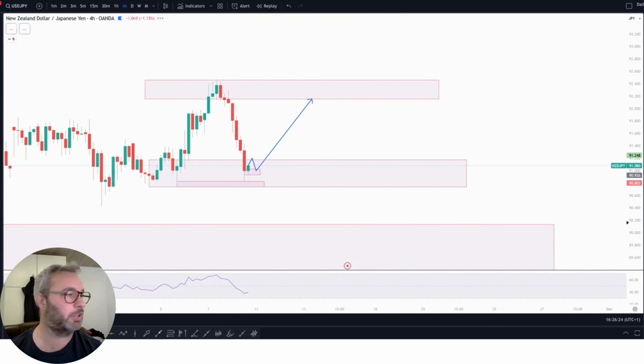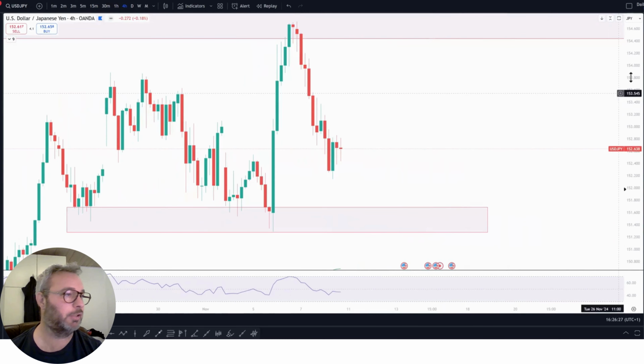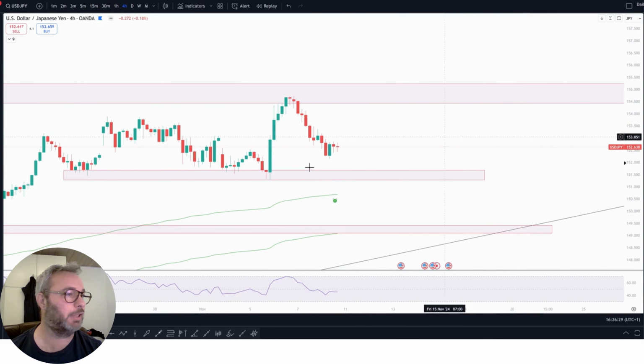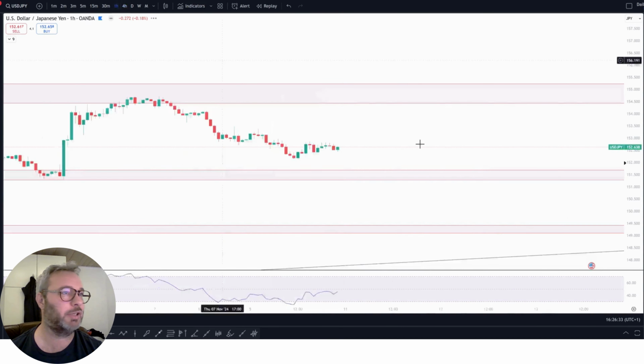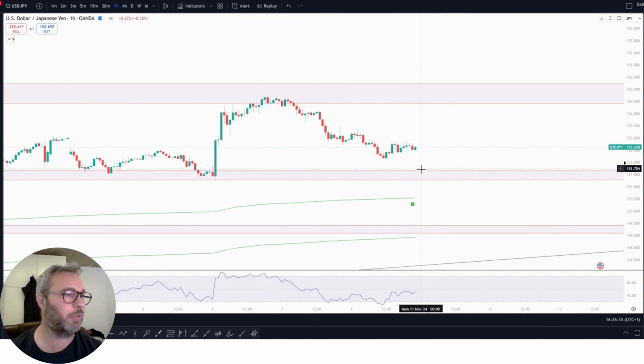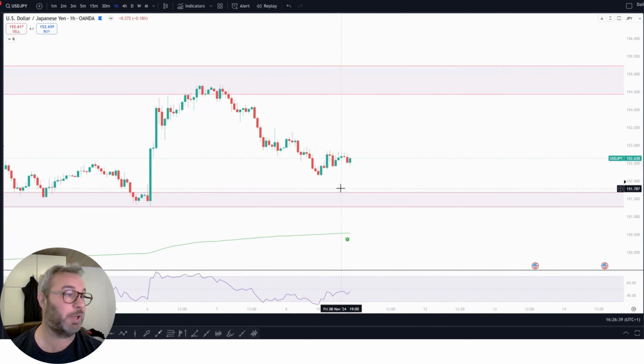Let's take the next as US yen. Yeah, this one is a bit different. I don't want to enter the trade yet. I wanted to come down here and test these areas here, the support area. It might not happen, but if it happens, I'll be ready for it.